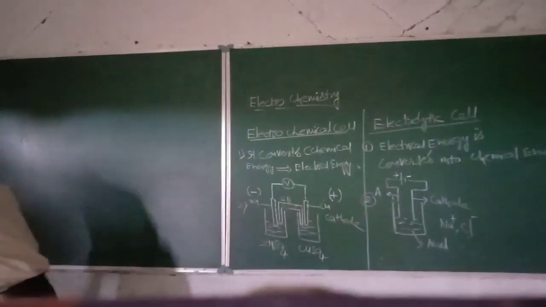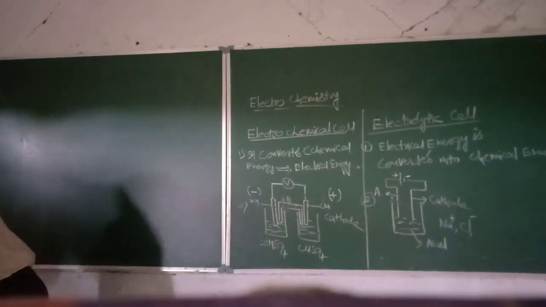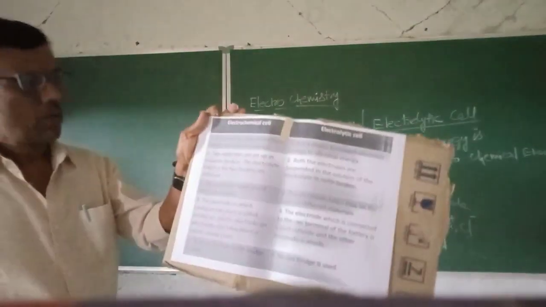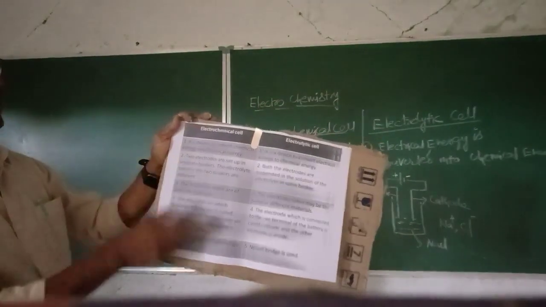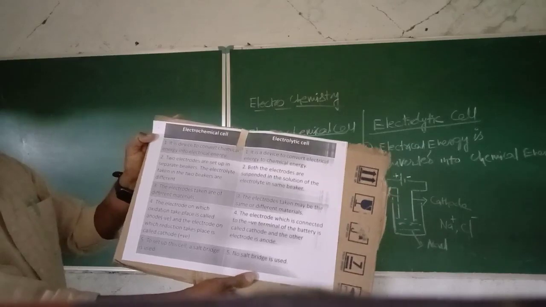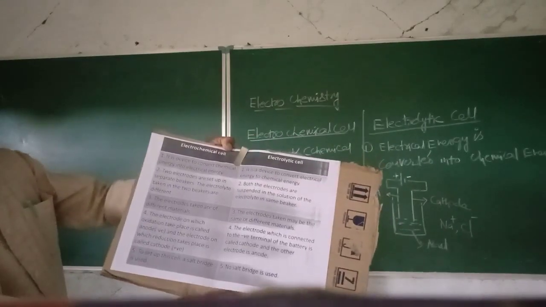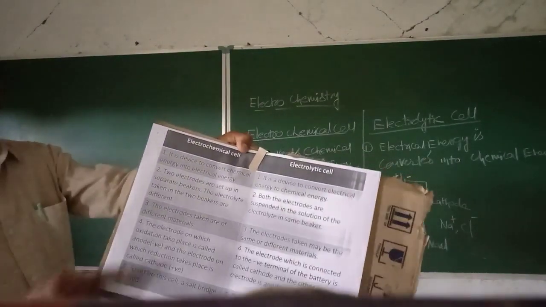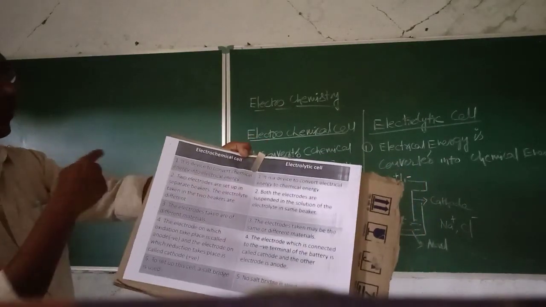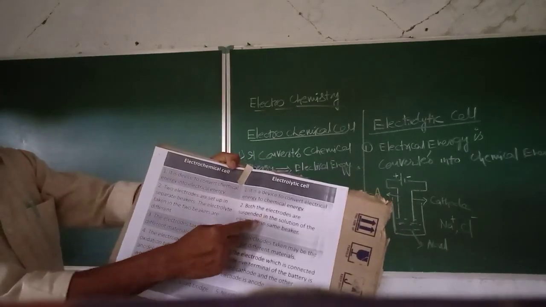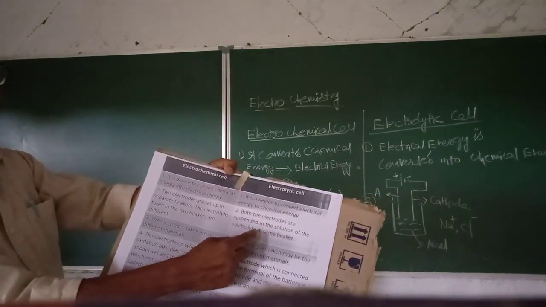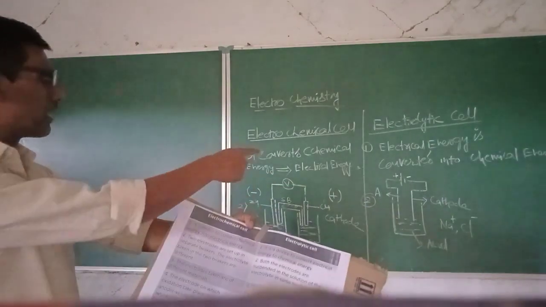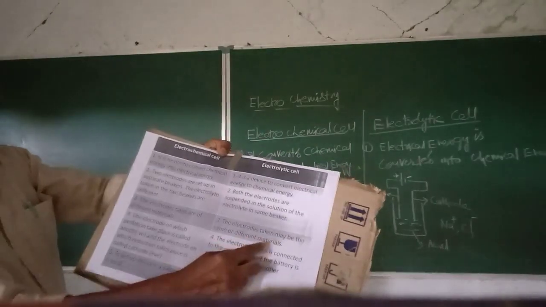When you look at this chart, an electrochemical cell is a device that converts chemical energy into electrical energy, whereas an electrolytic cell is a device that converts electrical energy into chemical energy. Second, in the electrochemical cell, both electrodes are set up in the solution of the electrolyte in the same beaker. Only one beaker is used. The electrodes taken are of different materials here, whereas in the electrolytic cell they may be different or the same.